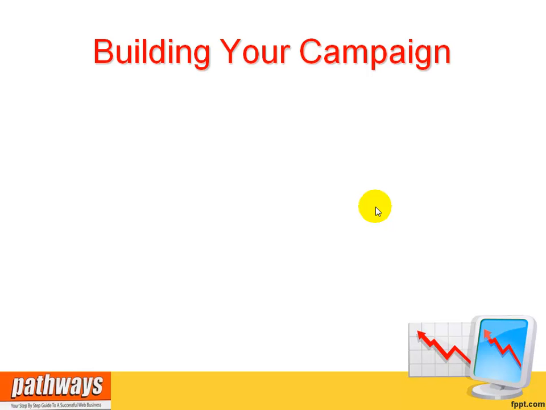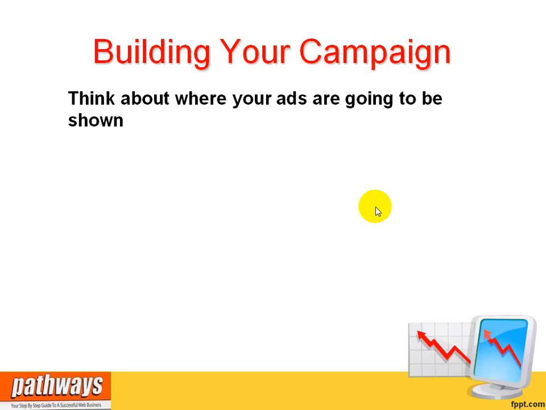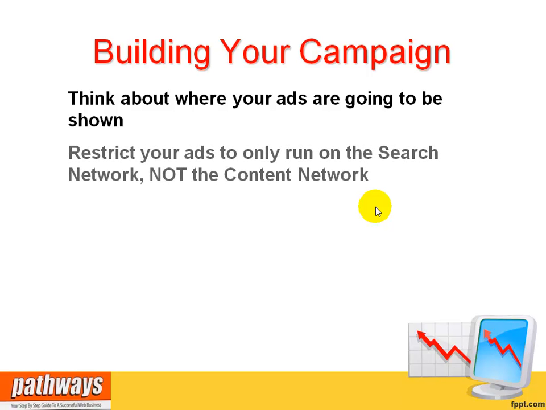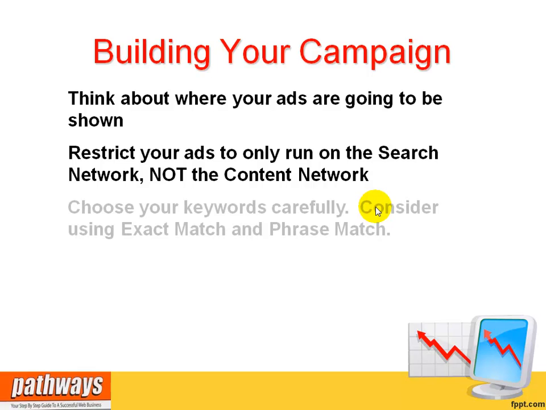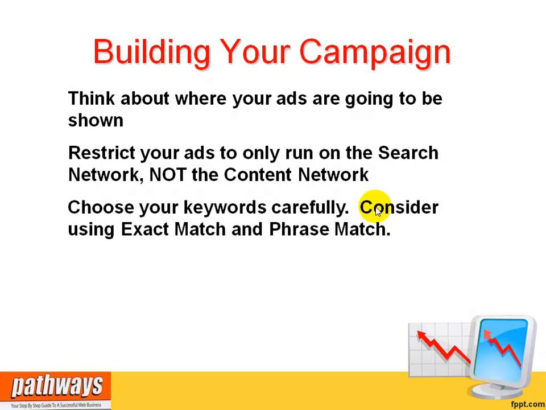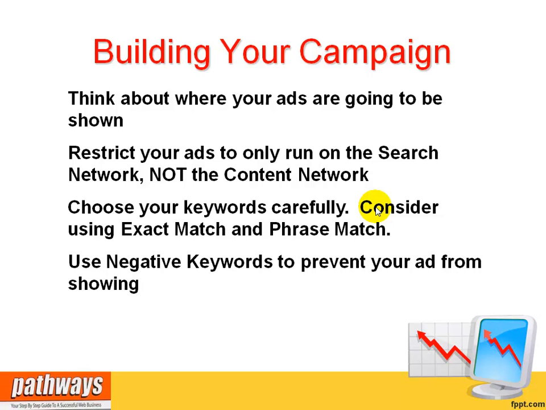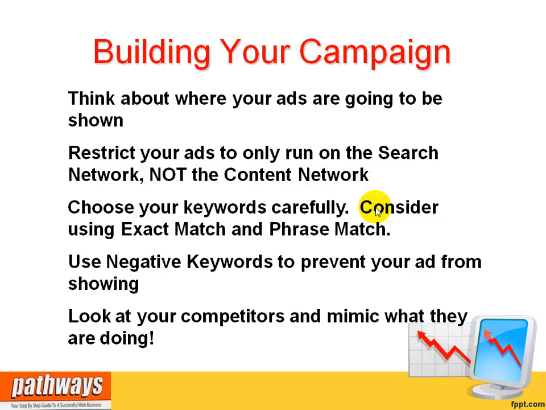So, building your campaign. Think about where your ads are going to be shown, about your demographic and where your products and services can be sold. Restrict your ads to only run on the search network, not on the content network. Choose your keywords carefully. Consider using an exact match or an exact phrase match for your keywords, and then your advert will only be shown if that exact match or phrase is typed into Google. And as I said, use negative keywords to prevent your ad from showing when the freebie seekers are searching for your stuff. And look at what your competitors are doing and copy them.